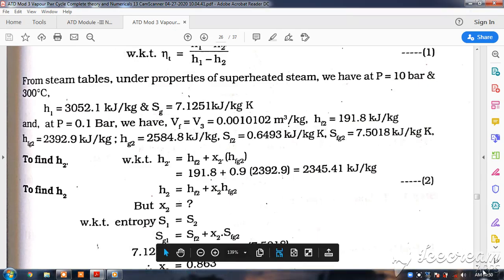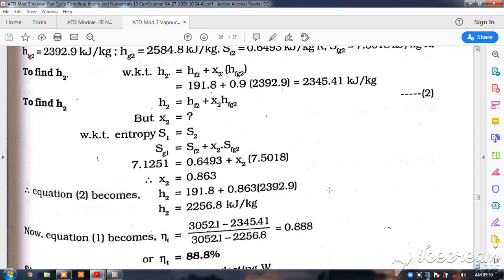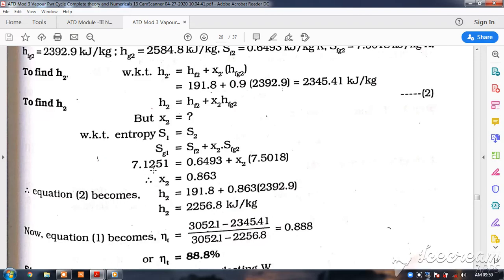Now what we will do, you know, entropy at 1 is equal to entropy at 2, as it is an isentropic drop. So entropy at 1 is in gaseous state, 7.12. Entropy at 2 is in fluid state, SF2 plus X2 into SFG2. So you will find out X2. X2, the steam is 0.86 dry.